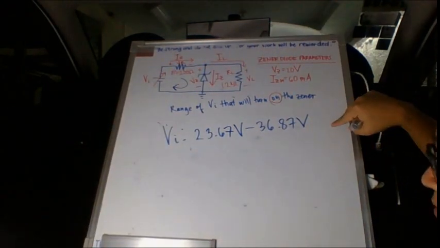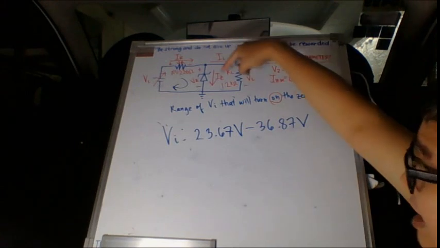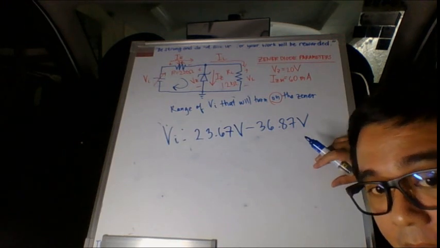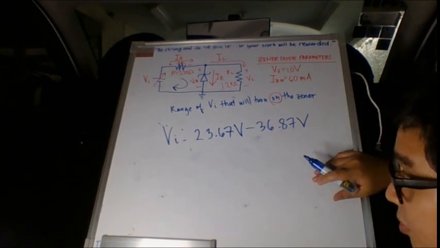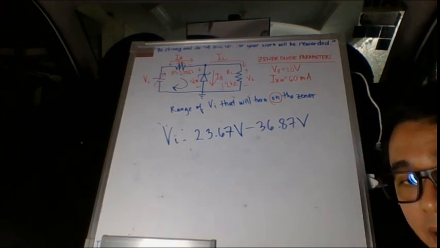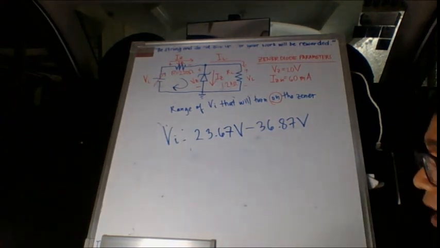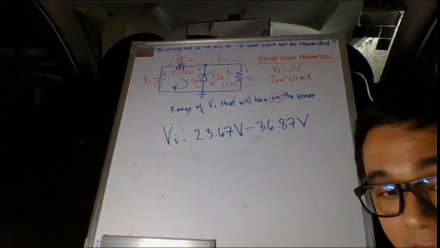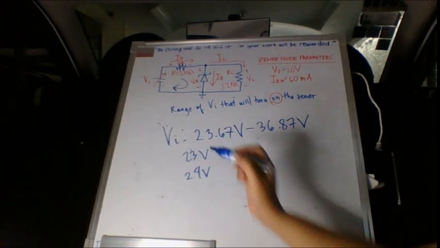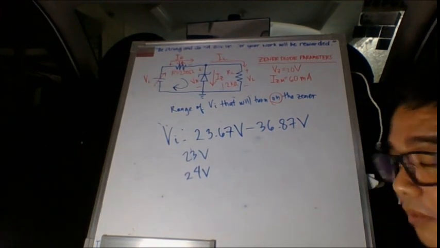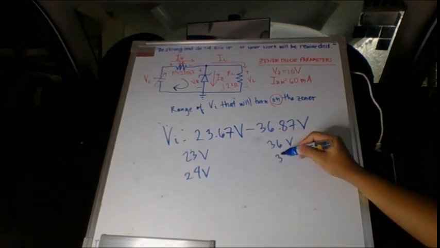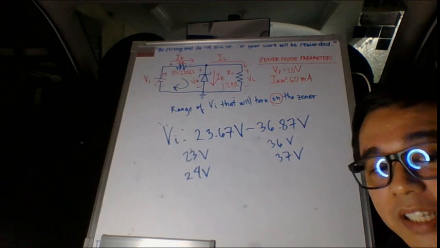Bakit hindi pwede yung lagpas sa maximum? Dahil tataas ng tataas yung kuryente natin ng Zener, therefore siya ay masusunog or masisira. I have a question for you. What if ang gagamitin lang natin ay fixed na whole number value ng input? For the minimum value of 23.67, you have two choices. For example, if you have 23 volts and 24 volts, ano ang pipiliin ninyo? For the maximum, for example, if we have 36 volts and 37 volts, ano ang pipiliin ninyo?